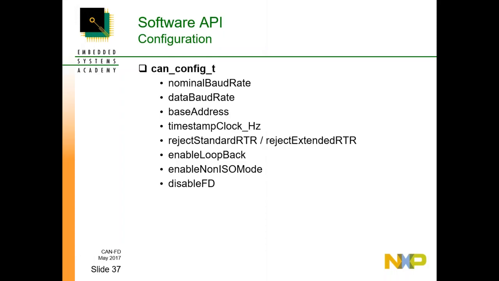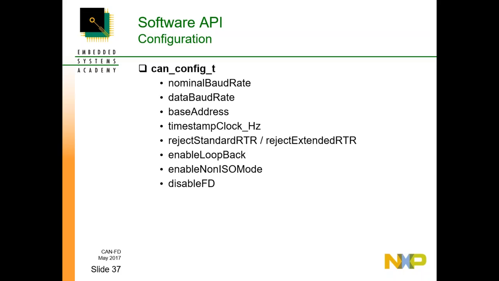The structure that defines the CAN controller configuration has various fields. A nominal baud rate sets the nominal speed in bits per second, and if you recall, that's the speed for arbitration. Data baud rate sets the data speed in bits per second. If this value is 0, then bitrate switching is disabled, and all frames are transmitted at the nominal rate. The base address is a 32-bit address in SRAM, where the API will store filters, buffers, and FIFOs. The SRAM usage is contiguous and the amount used depends on the number of buffers and FIFOs used.